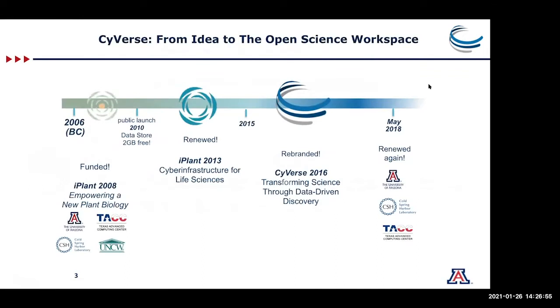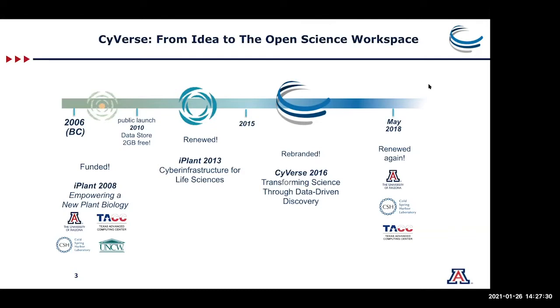CyVerse went from an idea to the open science workspace over several years, but it started off in 2006 with a solicitation issued by the National Science Foundation for a project to build cyber infrastructure to help the plant sciences community deal with the growing deluge of data that was coming. So together, the U of A with 3 partners wrote a proposal, and we got funded in 2008 under the name the iPlant Collaborative.